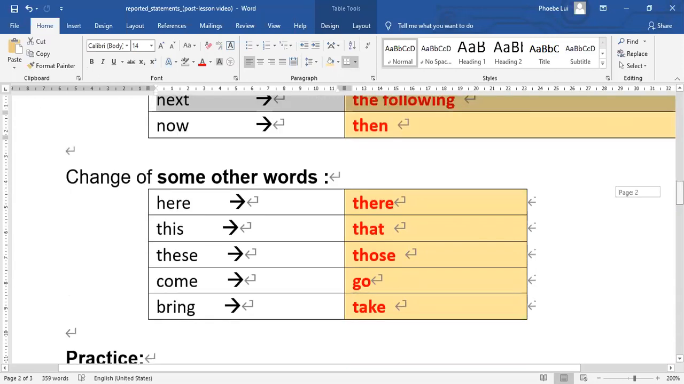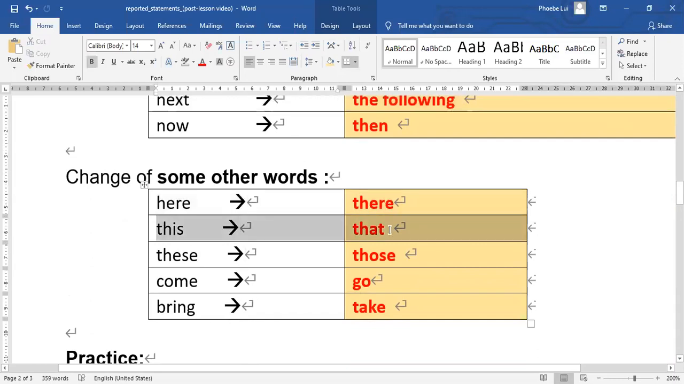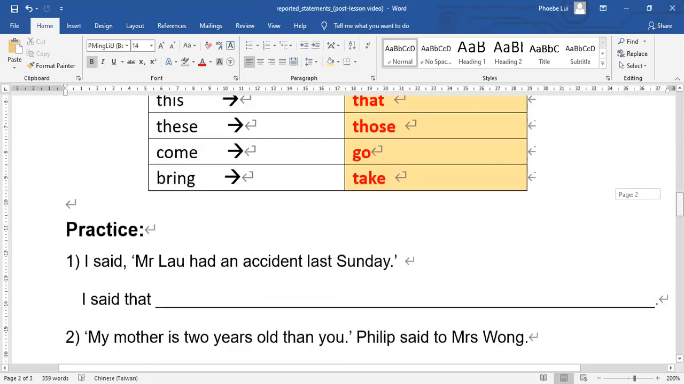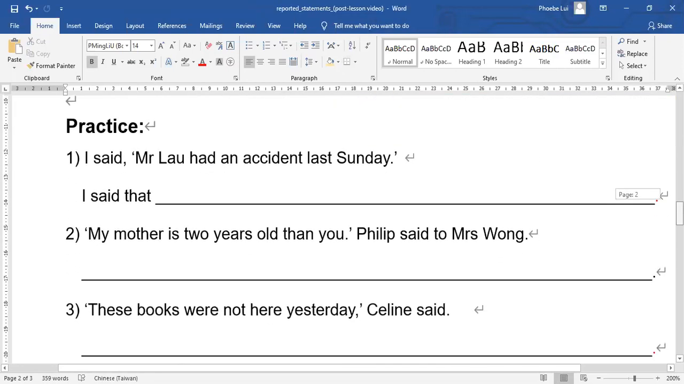The last table contains some other words like here, there, this or that, or come and go. Now look at these three sentences in the practice part.